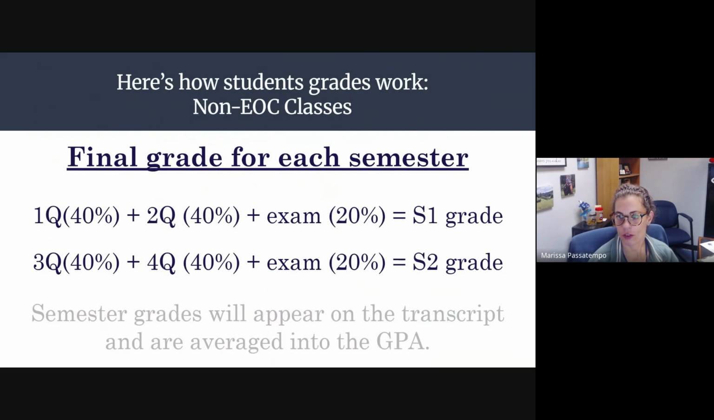Here's how the students' grades work for non-EOC classes. Final grades for each semester are equated by quarter 1, which is 40%, quarter 2, which is 40%, and the exam grade, which is 20%. All of that averaged together will bring you to their semester 1 grade, and then semester 2 will repeat itself and bring their grade to a semester 2 grade.